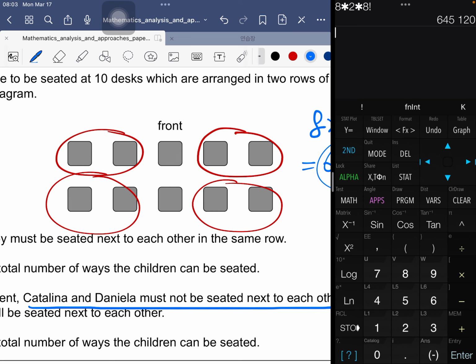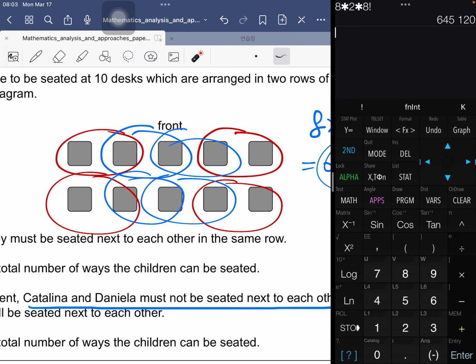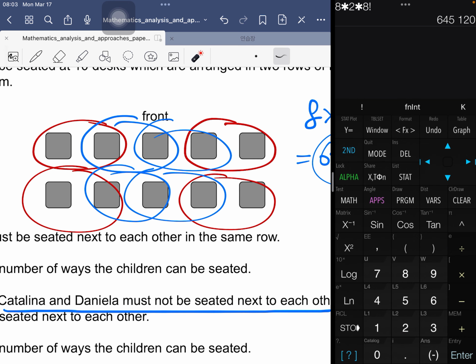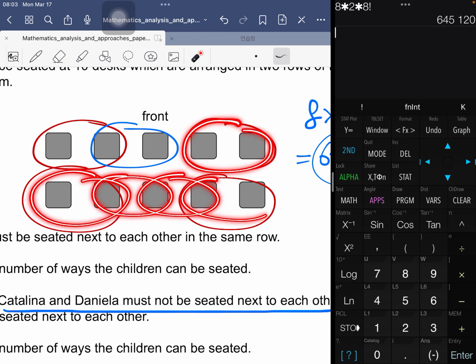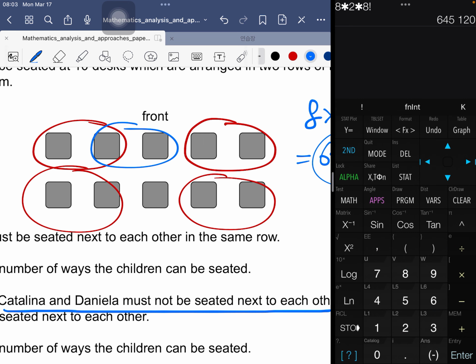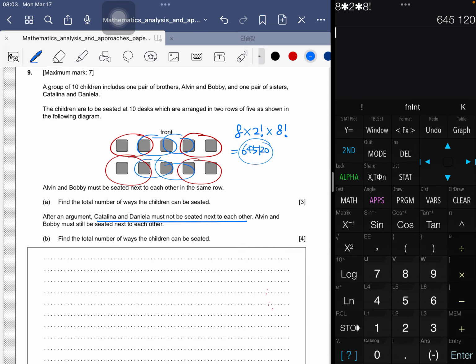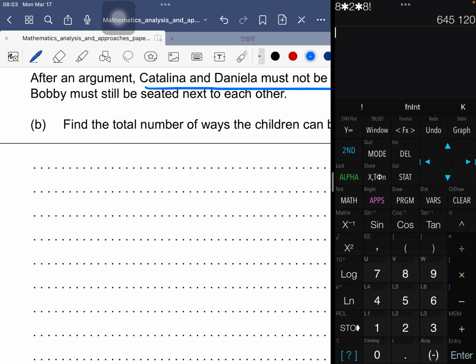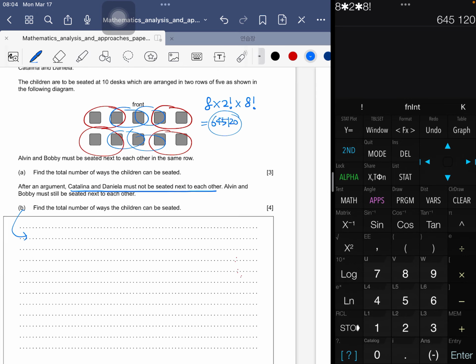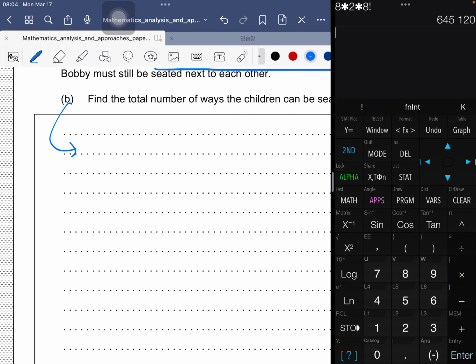The other cases of A and B sitting next to each other: if A and B sit in the middle seats over here, in 1, 2, 3, 4 of these cases, C and D can be seated. If A and B sit over here, C and D can be seated over 1, 2, 3, 4. There are only 5 cases for these 4 cases of A and B. It's kind of complicated, but as you see, answer B starts from here. We start from this answer here, 645,120.